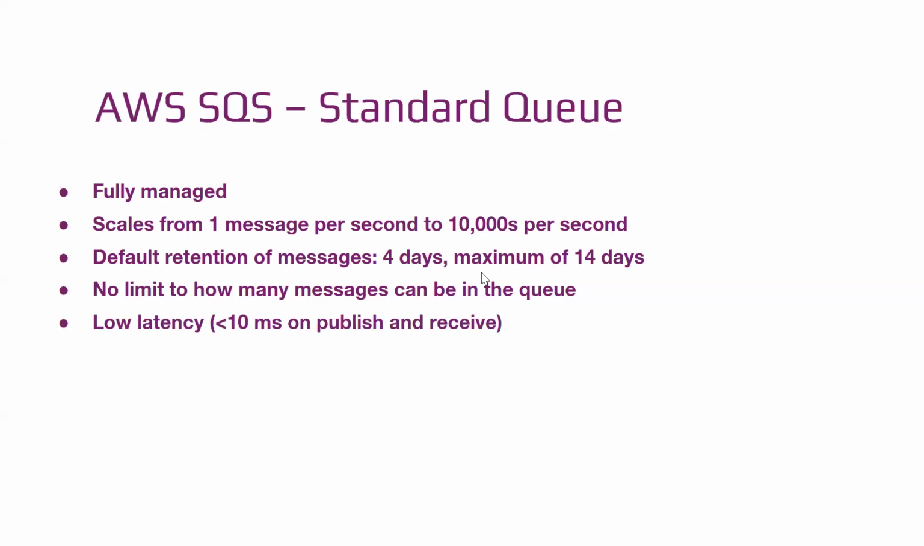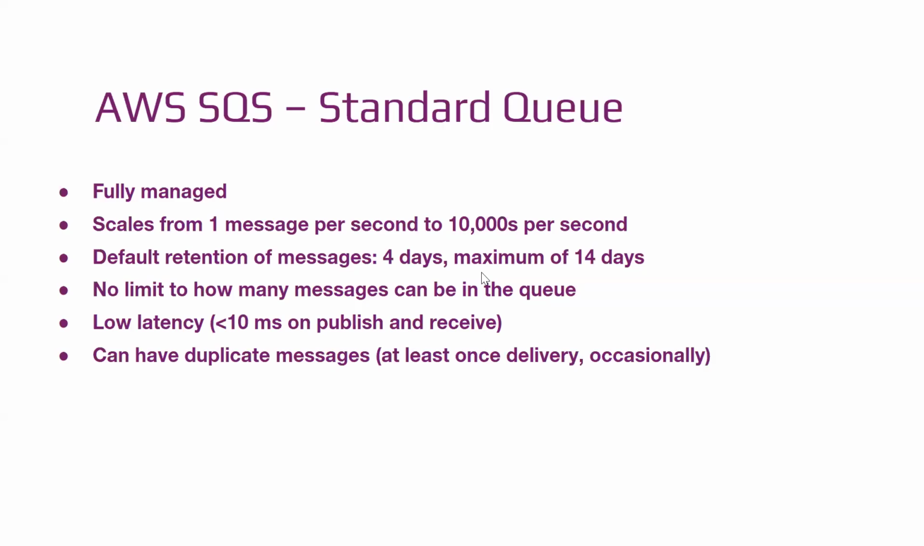Low latency is nothing but the time between the request and the response. Here it is a very low latency. It can have duplicate messages. Why? Because at-least-once delivery is required, that's why duplicate messages are also available in a standard queue.